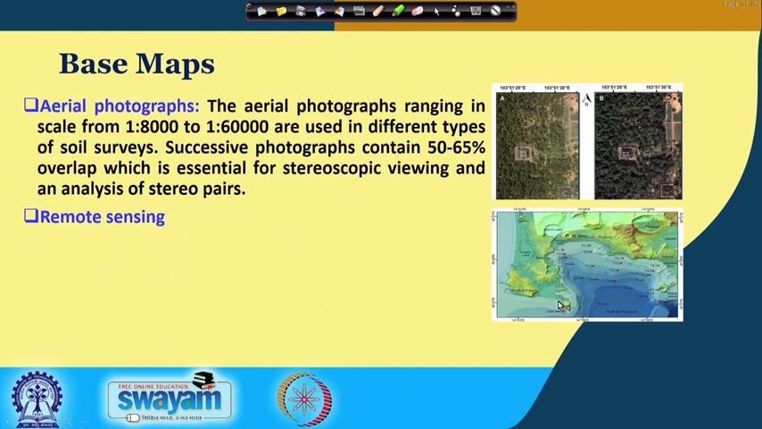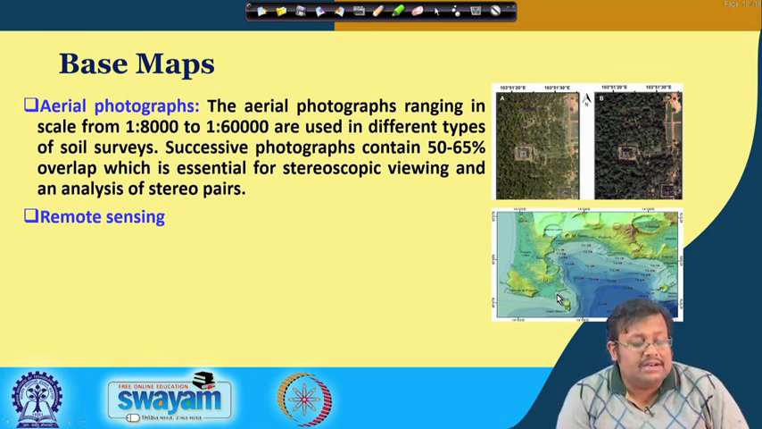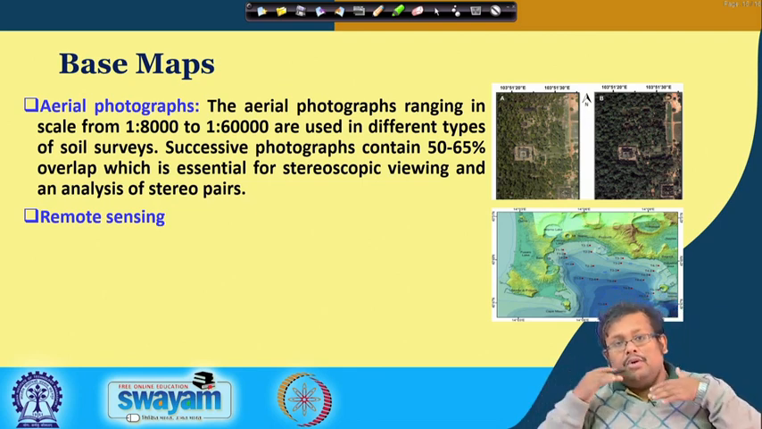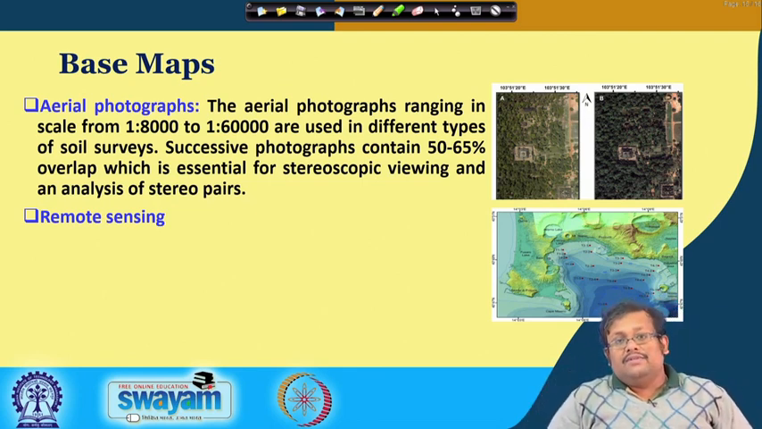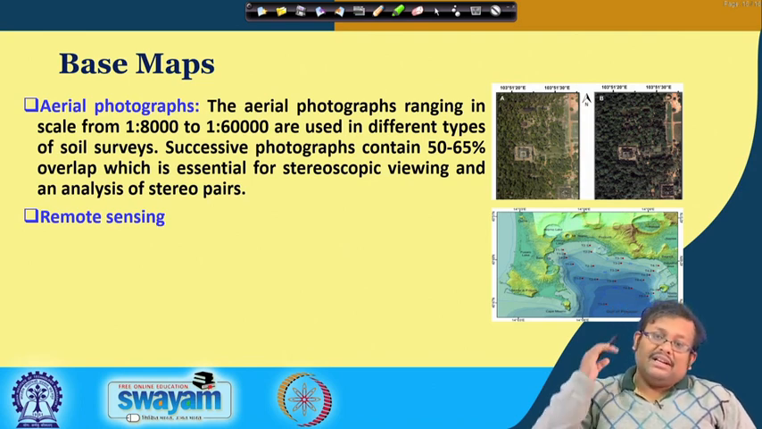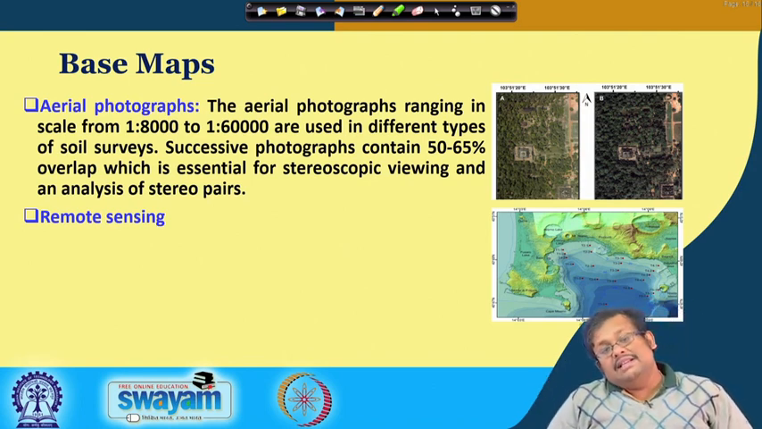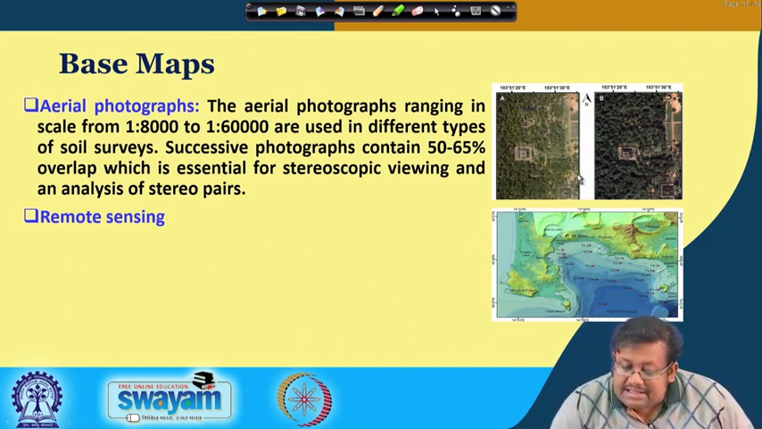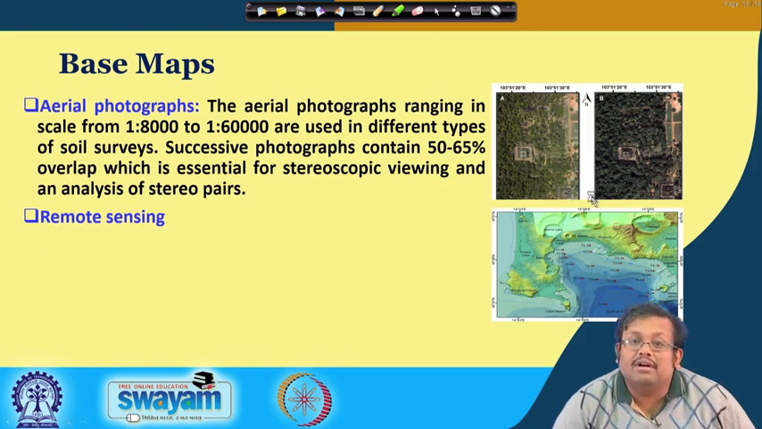The third one is aerial photographs. Aerial photographs range in scale from 1:8,000 to 1:60,000 and are used in different types of soil surveys. Successive photographs contain 50 to 65% overlap, which is essential for stereoscopic viewing and analyzing the stereo pairs. Generally, low altitude flights take these images from a certain distance above the earth's surface, and these are used as aerial photographs.